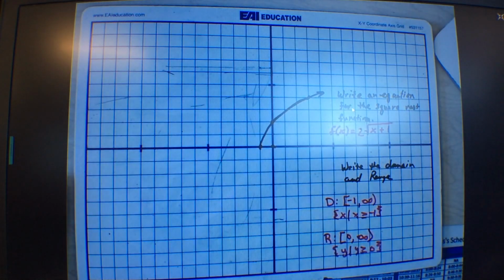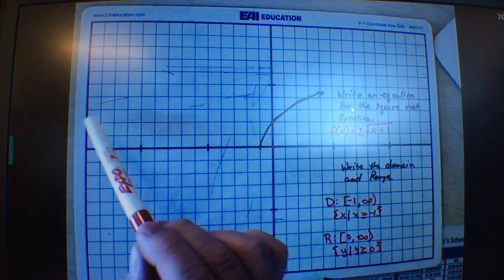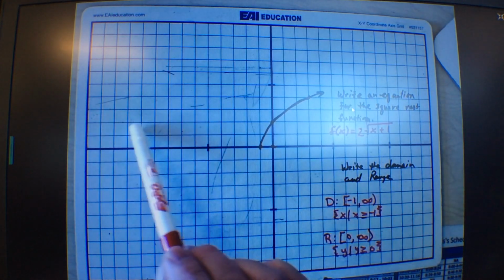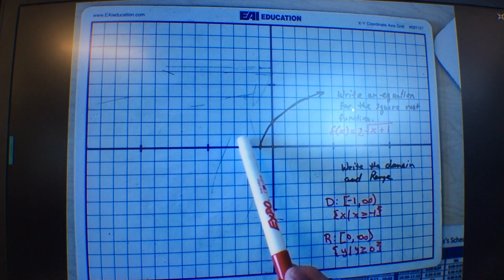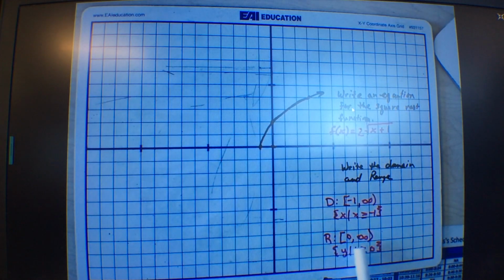When would it be less than? If it went to negative infinity this way, it would be x is less than or equal to negative 1. Do we have to write this in set builder notation? As I told Harper, it's a multiple choice question. So you'll choose the domain and range from multiple choice. Okay, all right.